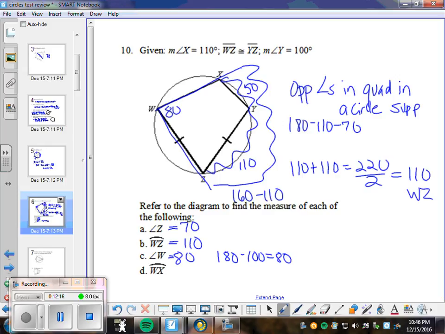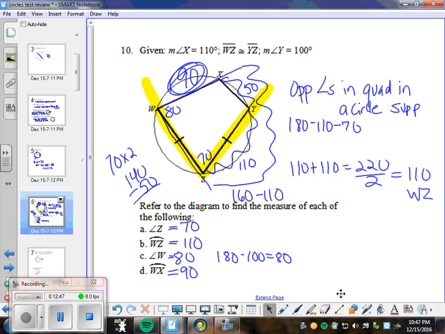So now I know this angle was 70. So now I can look at this entire arc right here. Okay. That's 50. I got to find this. We know 70 times 2 is 140. Take away the 50, leaves me with 90. Okay, so this is using your intercepted arcs and all the information you know.